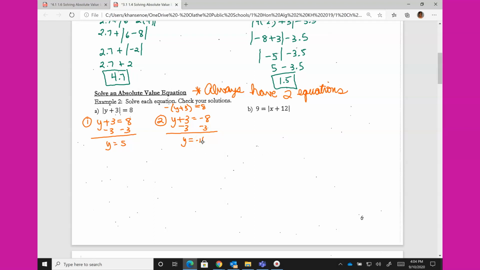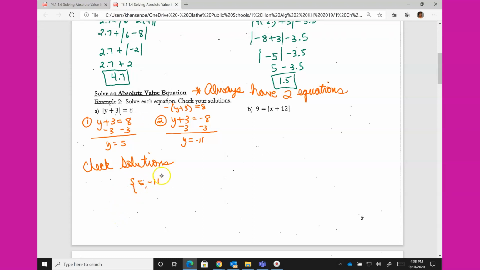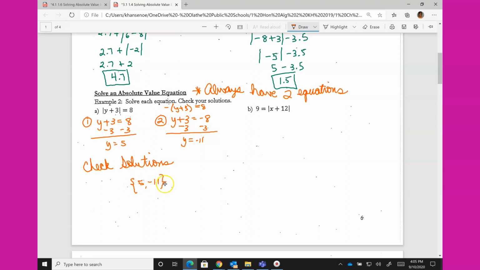What I need to do is check those. So you're going to check solutions. You do not have to show that you've checked them, so you can just talk through it. I put 5 in. 5 plus 3 is 8. Absolute value of 8 is 8. 8 equals 8. That's true. Plug in a negative 11. Negative 11 plus 3 is negative 8. Absolute value 8. 8 equals 8. True. So my solutions are, in those silly little brackets, 5 and negative 11. I don't care what order they're in here, but that's your answer.